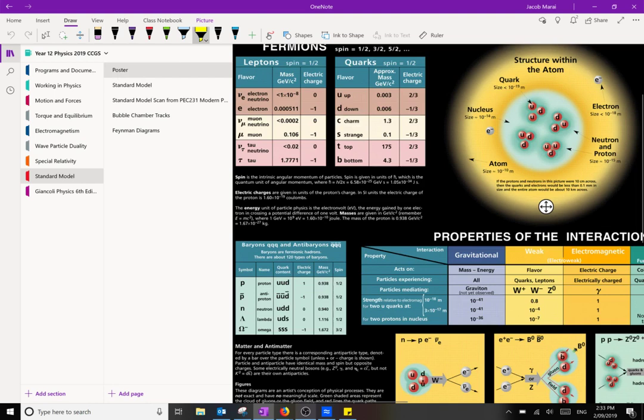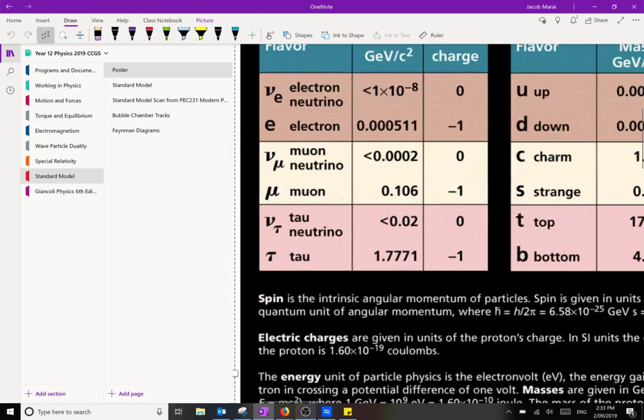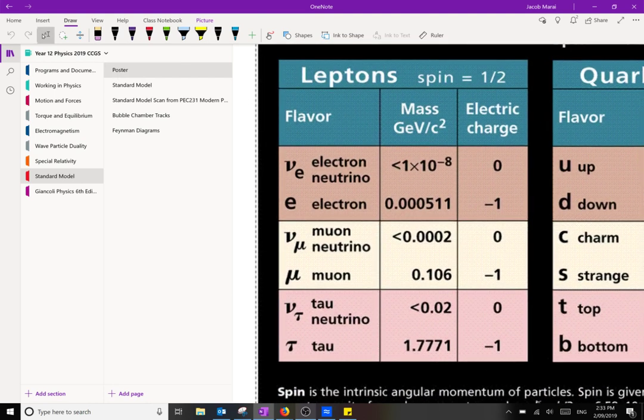Let's go back to our friend, the poster, and let's find... Oh, there he is. Electron. Now, ignore the table.